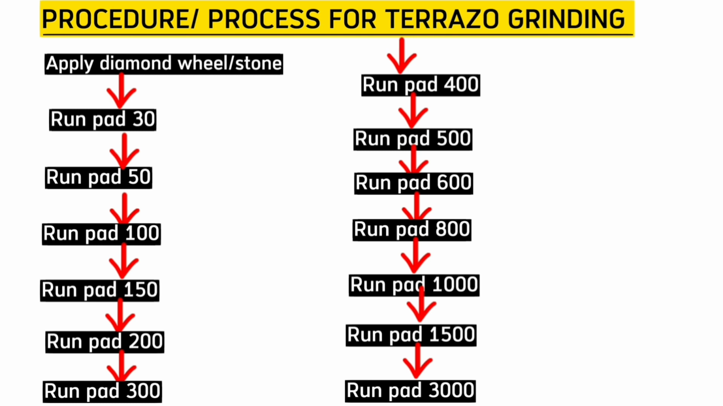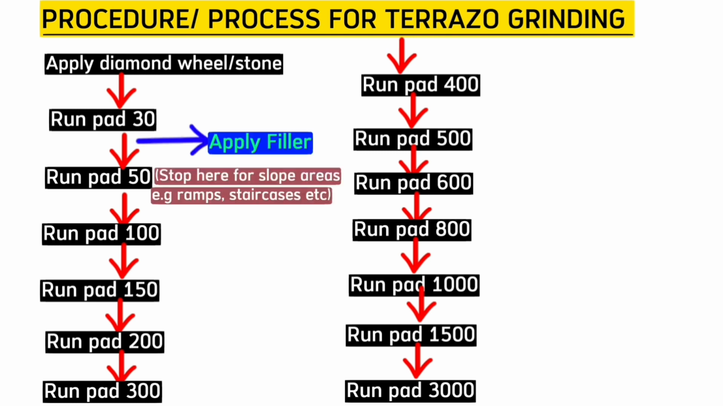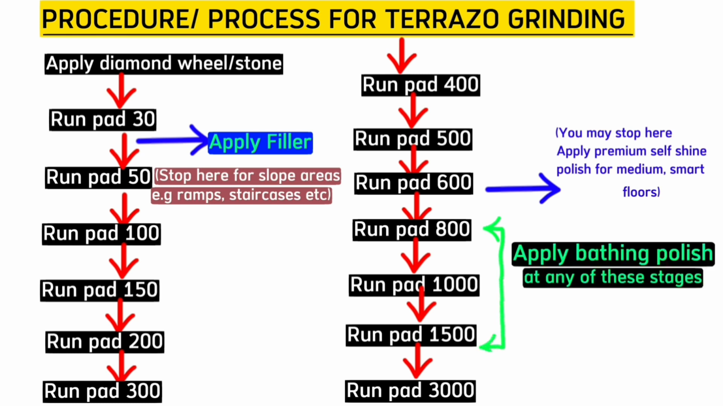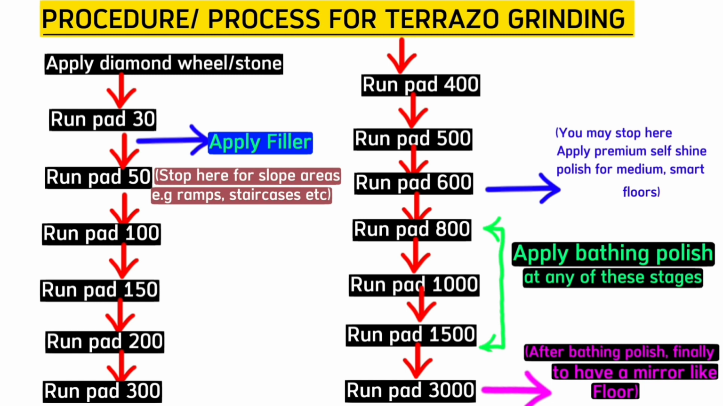At this stage, the surface is a bit rough, therefore you can either stop here if you are considering grinding staircases for busy shopping malls or arcades, access ramps, or any other places prone to sliding because you don't want people to fall due to a very smooth terrazzo flooring floor finish. You can also stop at this stage and smear the floor with polish. If you are considering something smarter, proceed to pad 800 up to pad 1500, apply polish, then finally pad 3000. That's all for today.